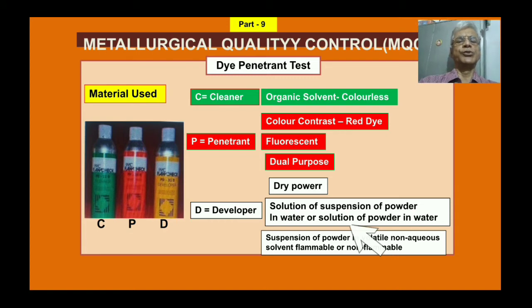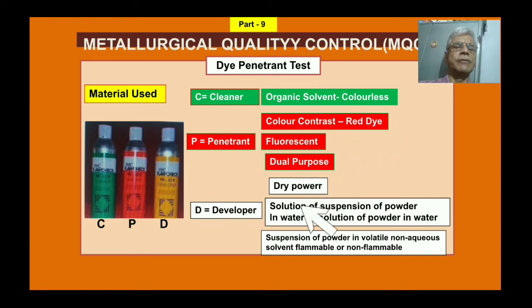Now the material used. Generally, as you see here, I am showing 3 bottles: C, P and D. C stands for cleaner, P stands for penetrant, and D stands for developer. Cleaner is basically an organic solvent, which is a colorless liquid. Penetrant is a color contrast, generally a red dye is used. There are also fluorescent ones, and systems where dual purpose is there. But in general, most of the industry uses a red dye system.